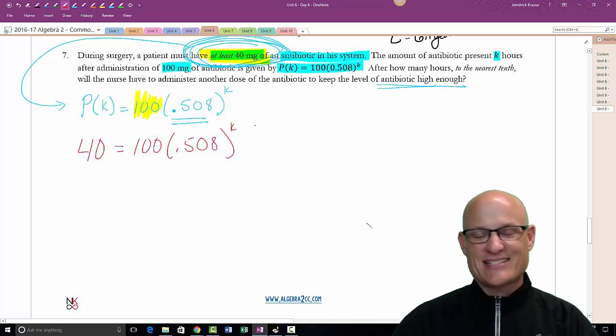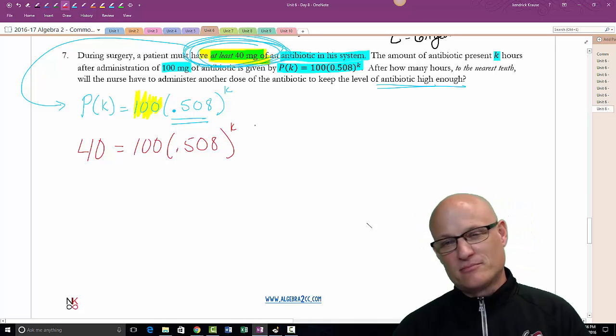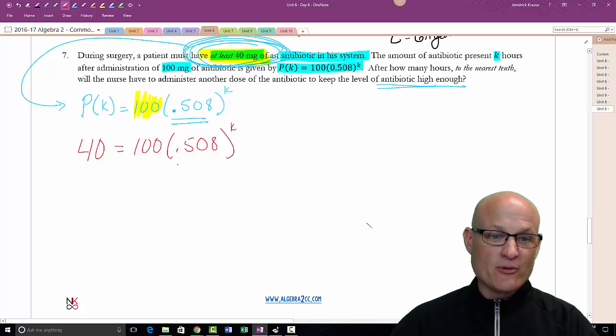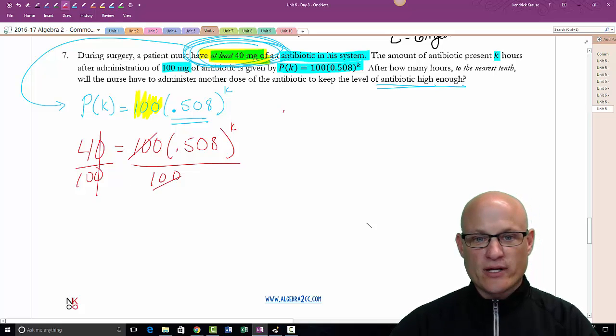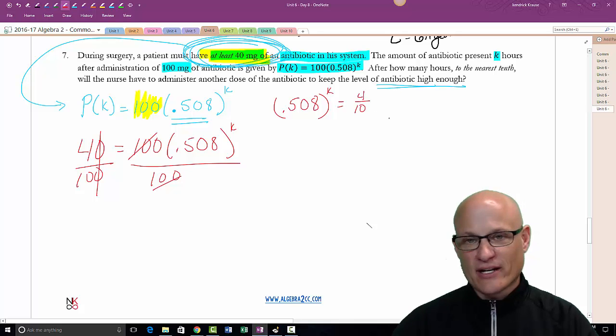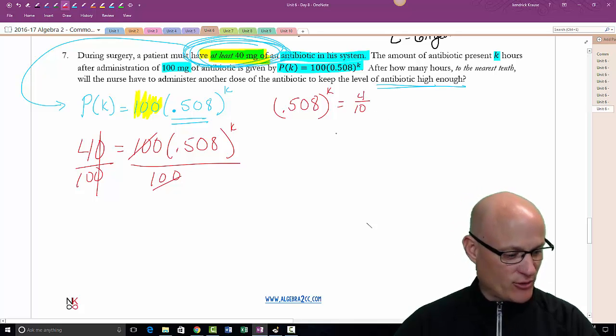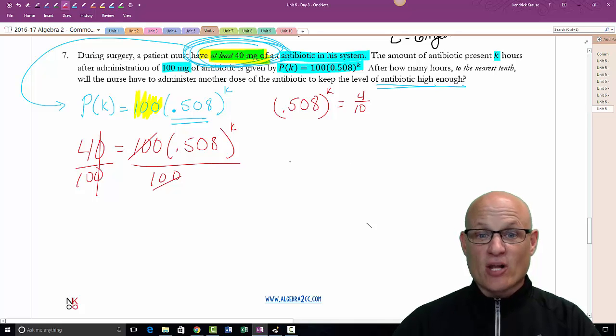100 times 0.508 to the k. Now that seemed like a really, really hard problem until I just did that. Now we just do like we've just been doing. Divide by 100, get the weird thing alone. I get rid of the 100. So I get 0.508 to the k equals 4 over 10. You could write it as 40 over 100. I don't actually care.